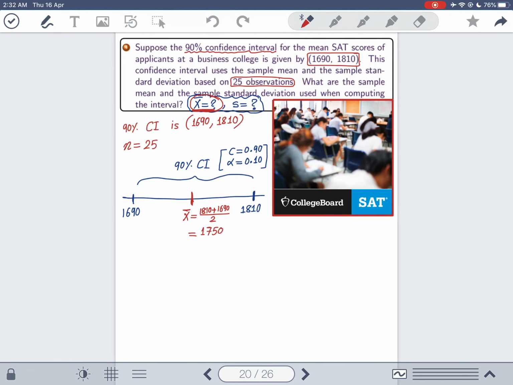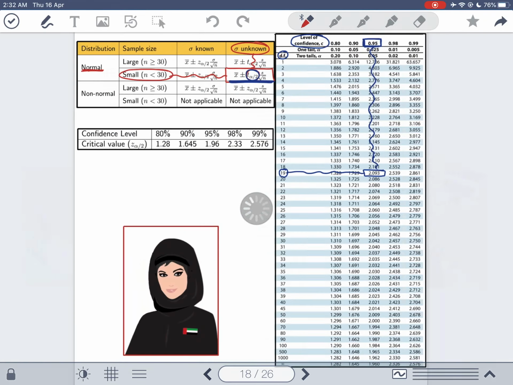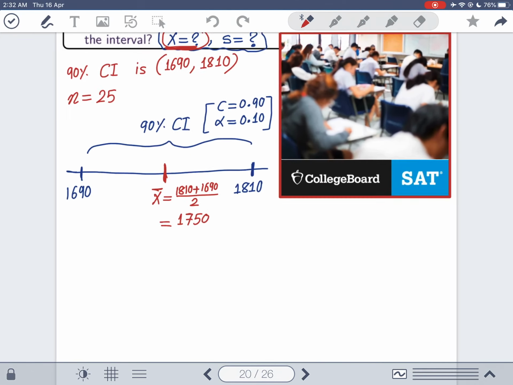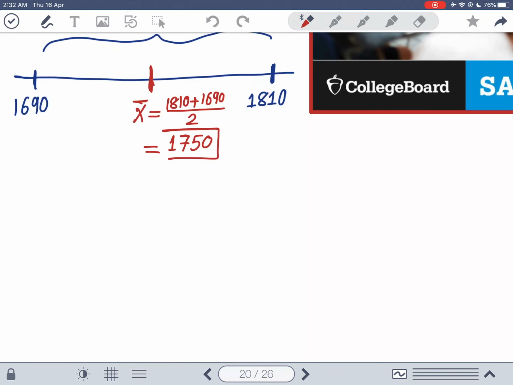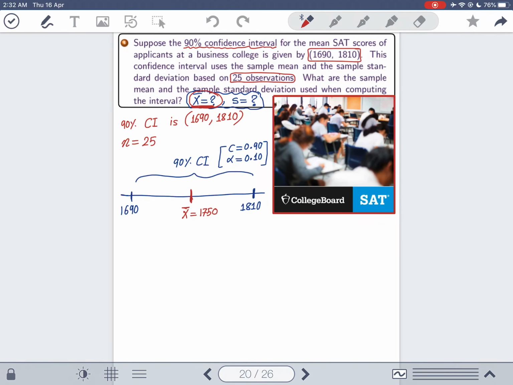From now on, if you have the confidence interval, the sample mean is always the middle. So just add the two limits, the lower confidence limit and the upper confidence limit, and divide by 2, because it's exactly between them in the middle. Great. So now I have this sample mean. Let me put the sample mean so you know how it's computed already. So this is 1750.